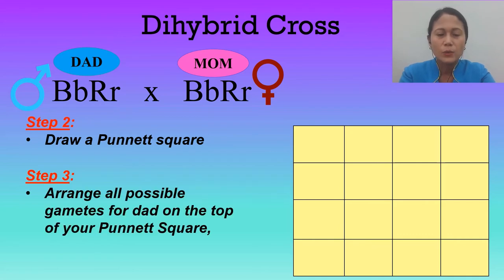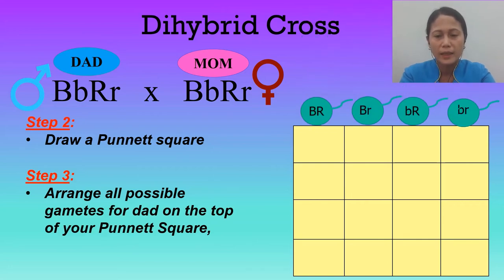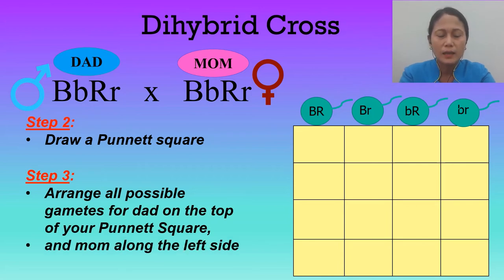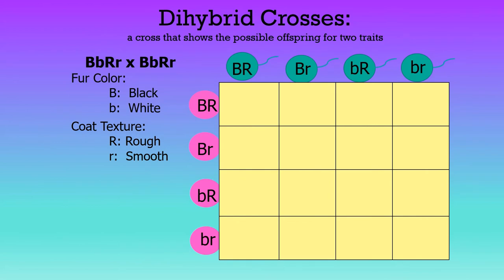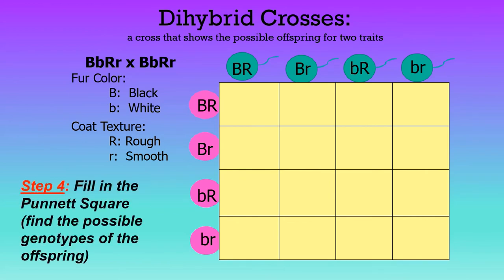And then we have to arrange all possible gametes for dad on top of the Punnett square like this. So that's coming from daddy and mom along the left side. So that's coming from mommy. So we are now down to the fourth step, where we are going to fill in the Punnett square with all the possible genotypes of the offspring.